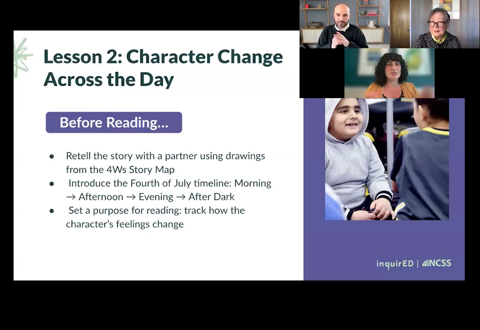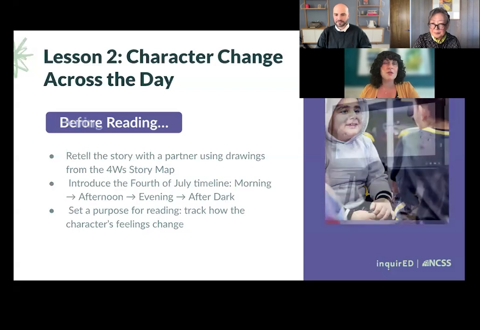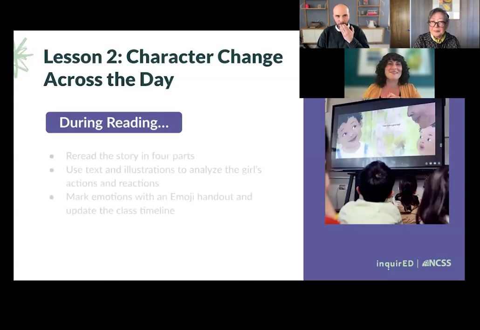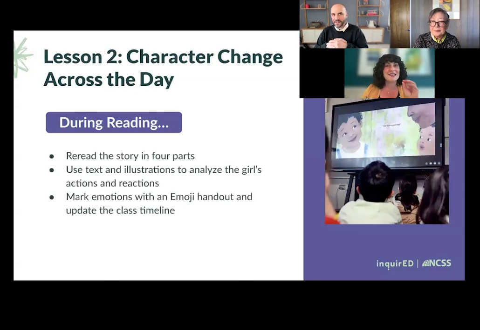Yeah, so the story takes place over a single day on July 4th. And the girl has a variety of feelings across the day. And so we have students really pay attention to how the character is feeling at different points of the day, and how we know that based on the words that the author is using, and based on the illustrations in the text. And so that's a very clear ELA target. We want students to really think about character change over time, because often when a character changes, it's a clue to us as readers that there's a lesson to be learned.